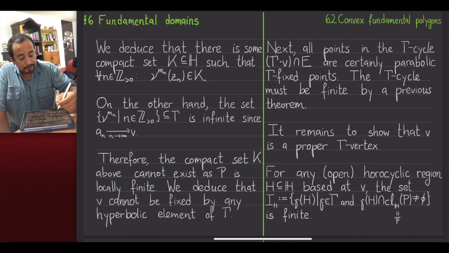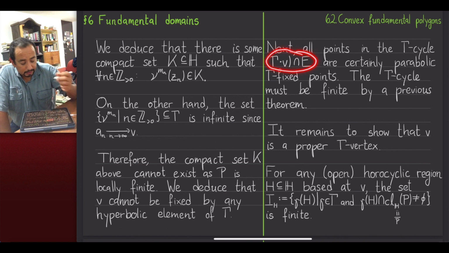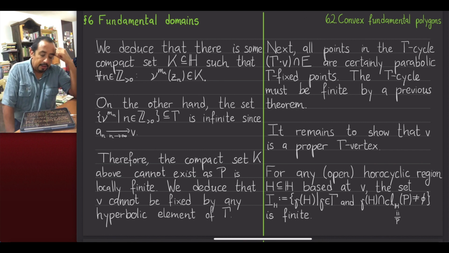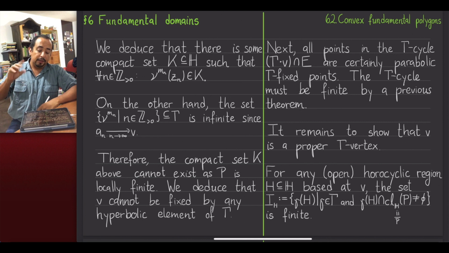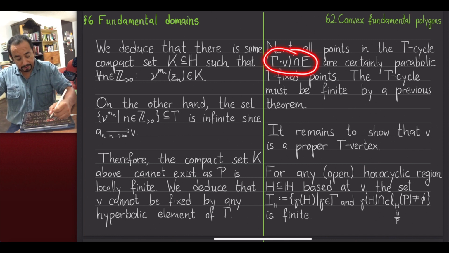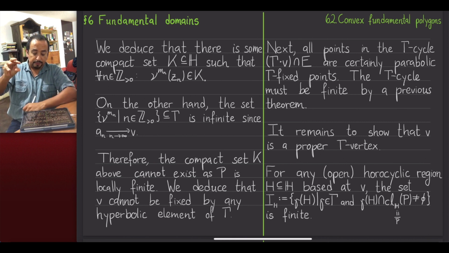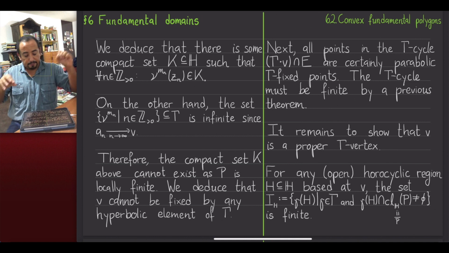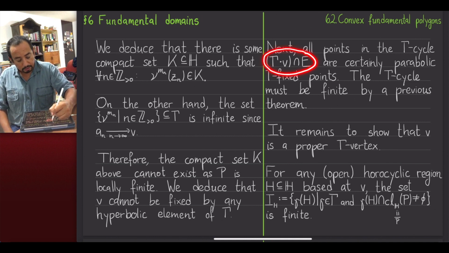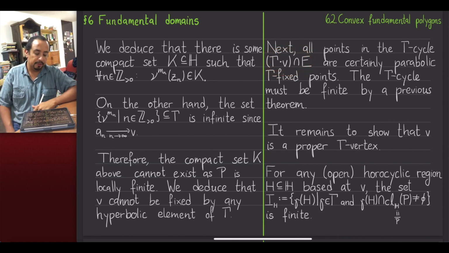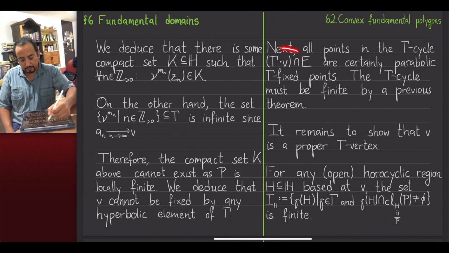So the thing is, since the stabilizer of V consists entirely of parabolic elements besides the identity element, all the elements in this gamma cycle are fixed points of parabolic elements of gamma. And how can I determine them? Well, one way of determining them is by taking one horocyclic region around V and taking their images under the elements of gamma. Because these images are going to be horocyclic regions based at the corresponding point of the orbit of V. But only finitely many of those images can actually intersect P bar. So this cycle must be finite.